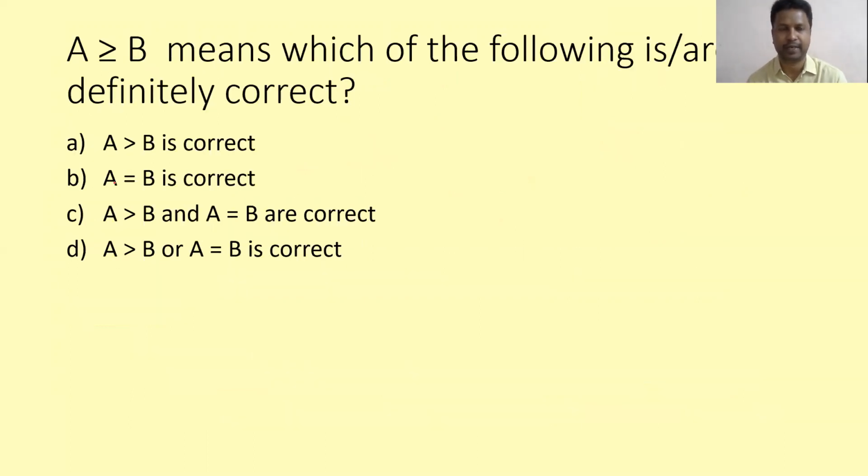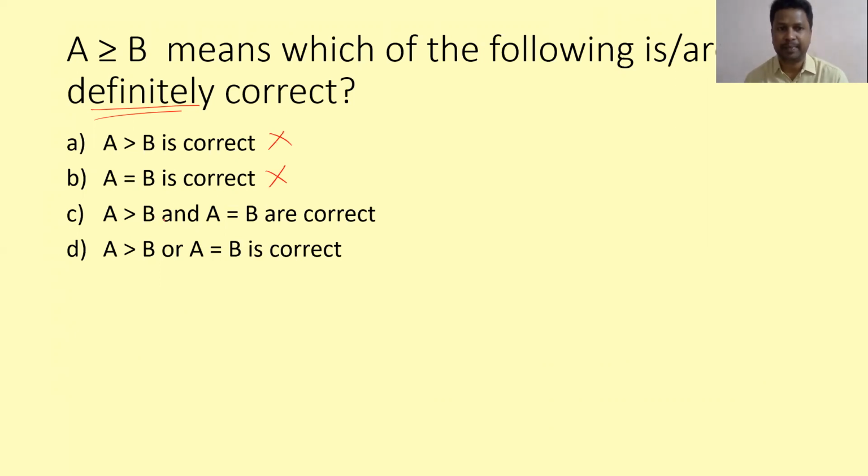And finally, the final basic. If A is greater than or equal to B, which of the following is correct? Definitely, I can't conclude A is greater than B because it is not always greater. I can't conclude A is equal to B because it is not always equal.